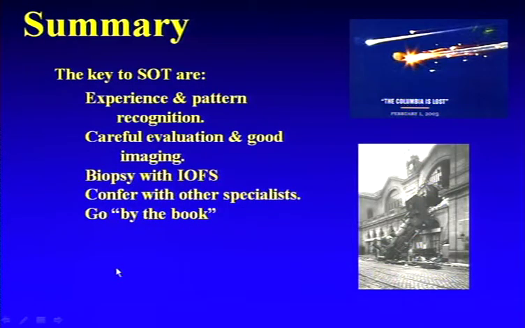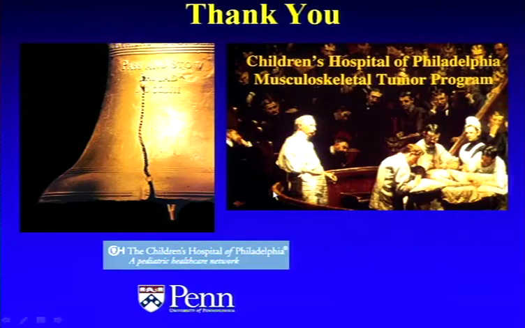So the keys to staying out of trouble are experience, pattern recognition, careful evaluation. The history and physical examination value cannot be overstated. Good imaging, but most importantly, when you go to the operating room, take the time to get a frozen section if you're dealing with an aggressive lesion. Confer with the other specialists. Go by the book. Play by the rules. And I think you'll be able to avoid mistakes.